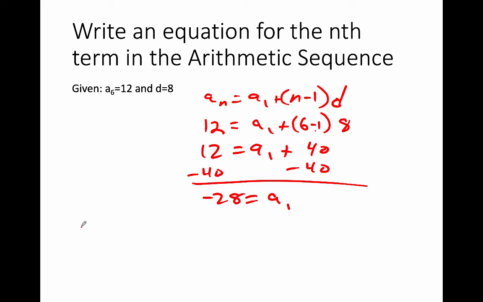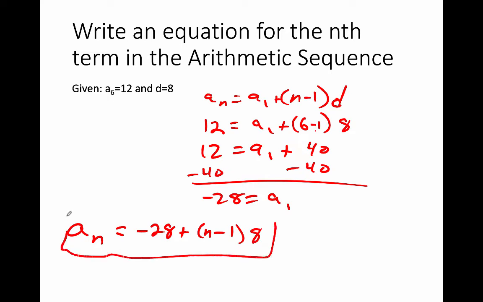So now I can write the formula for the nth term. That's for any term now. I take my first term plus n minus 1 times the common difference. And now I could find any term. You want to find the 100th term? Plug in 100. There you go.